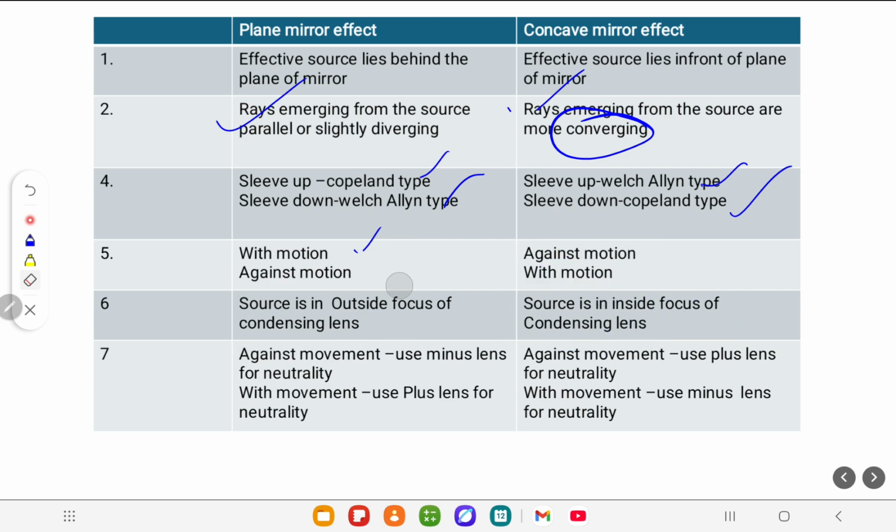Okay, so it's inside, it's outside. Okay, against movement. Okay, whatever. This is just another simple thing. I'm not going to explain this.